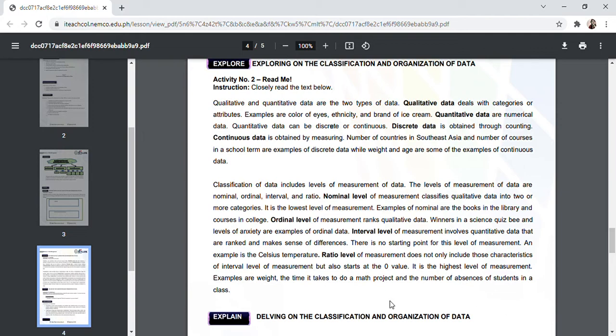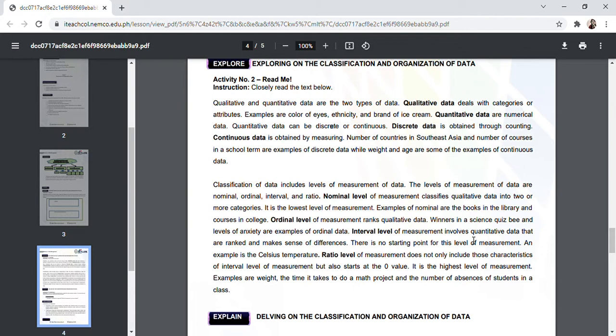Now, the interval level of measurement involves quantitative data that are ranked and make sense of difference. There is no starting point for this level of measurement. An example is the Celsius temperature. Interval data, guys, involves measurement of quantitative data that are ranked and make sense of difference. So this has a fixed size of interval between data points. Fixed size of interval, from the word interval, like from 20 to 60.